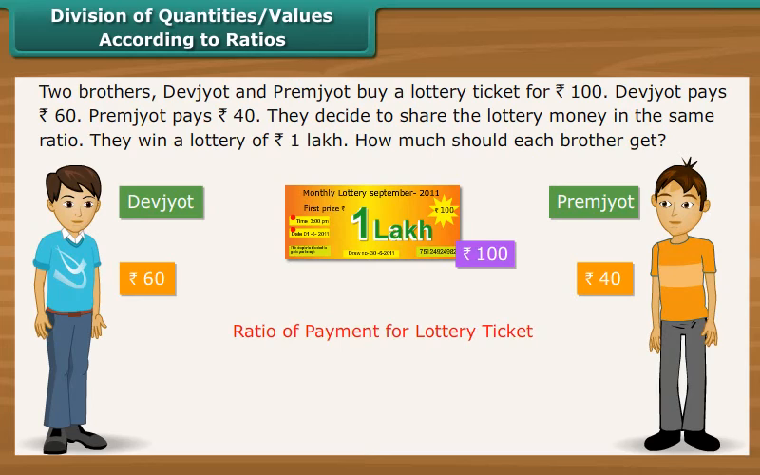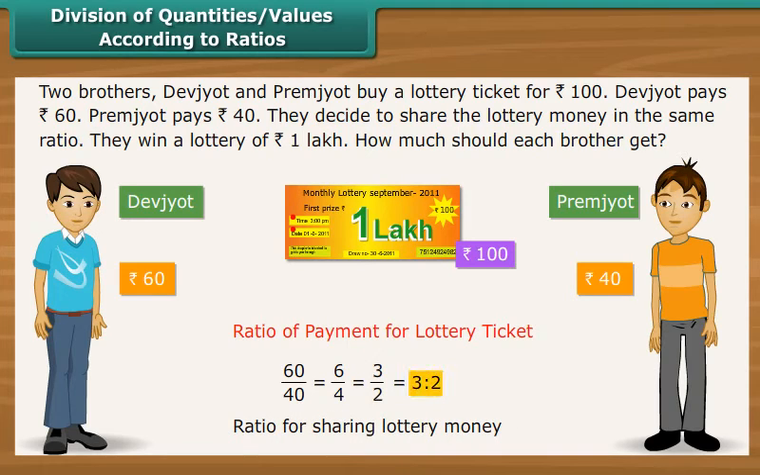Let us find first the ratio of their payments. Ratio of payment for lottery is 3:2. Devjot and Premjot will share the lottery money in ratio 3:2. It means that out of every 5 rupees won, 3 will go to Devjot and 2 will go to Premjot.